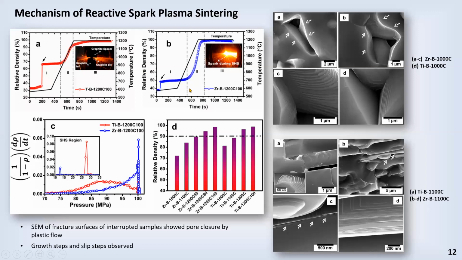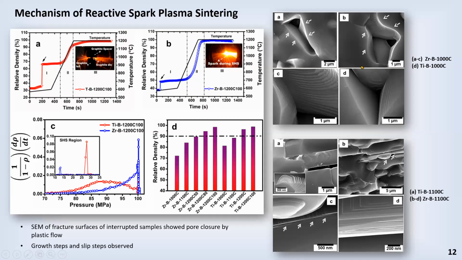We have also studied the mechanisms of this by interrupting the sintering process at different temperatures. So here we are heating to 1200 and holding for 10 minutes. We have interrupted when it reaches 1000 degrees, 1100 degrees, and this is at 1200 degrees after holding for 10 minutes. At 50 MPa, this is after 80 MPa, this is at 100 MPa, and you can see how the density increases. Similarly for the titanium and boron mixture.